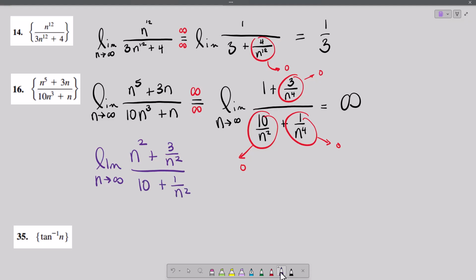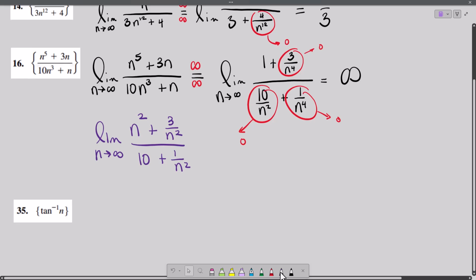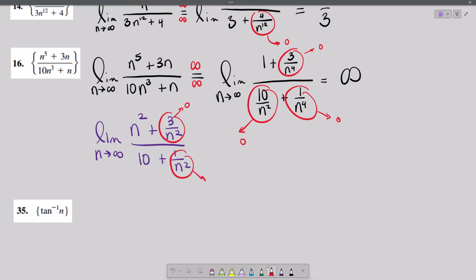you have this. The last two terms go to 0. These two guys go to 0. These are our basic limit. So that's 0, that's a 0.